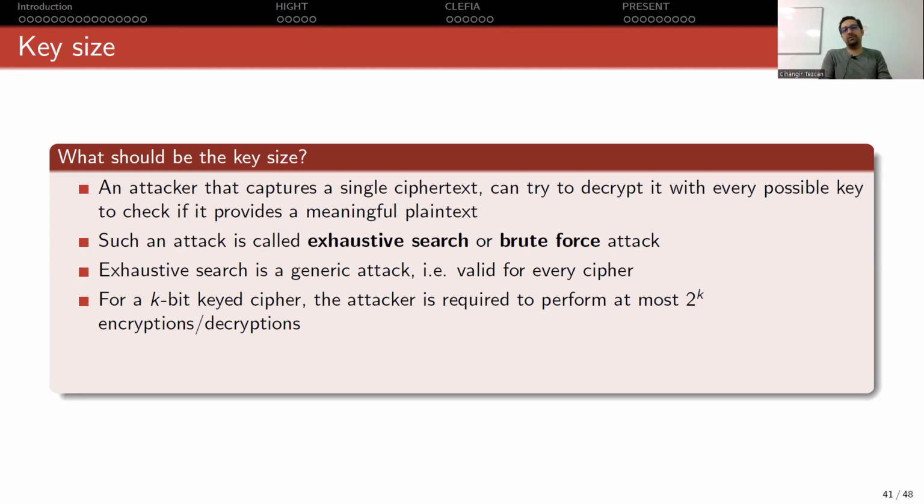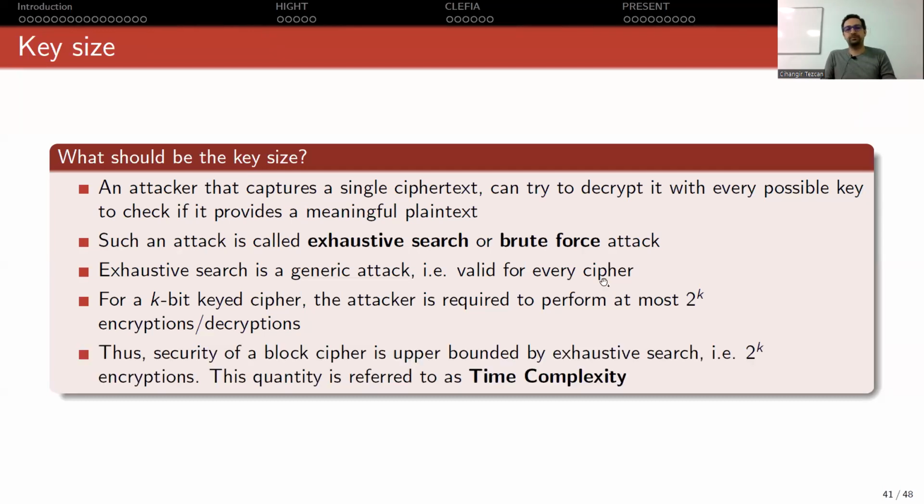So if the key is k bits, then the attacker is required to perform at most 2^k encryptions or decryptions, right? Thus, the security of a block cipher is upper bounded by exhaustive search, in other words, 2^k encryptions. This quantity is referred to as time complexity. So if you find a weakness in a cipher, you are trying to break the cipher with fewer operations than 2^k encryptions, because you can always break it with 2^k encryptions, right?